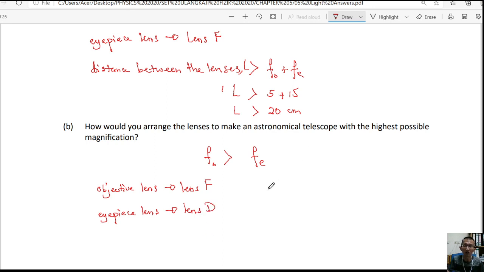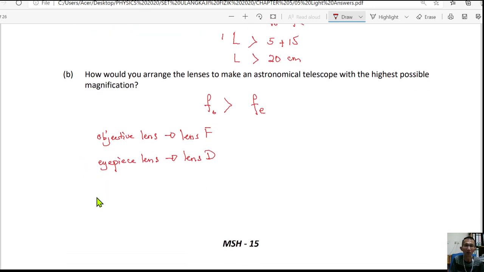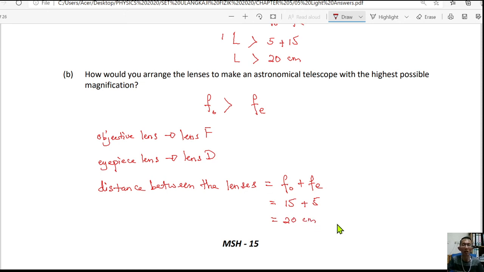And that is our first point. The second point will be the distance. The distance between the lenses must be equal to FO plus FE. That will be 15 plus 5 equals 20 centimeter. Okay, so that's how you build a telescope and also a microscope respectively.